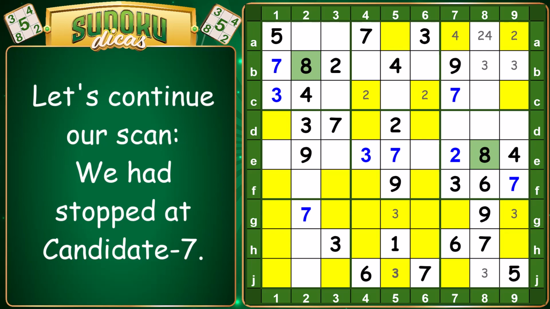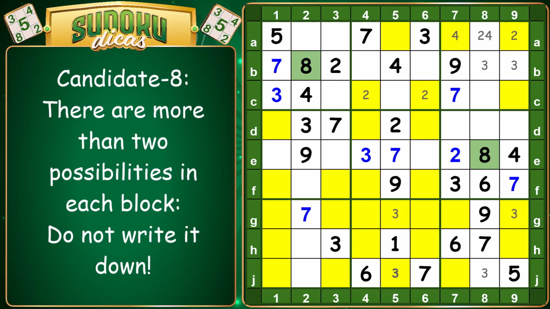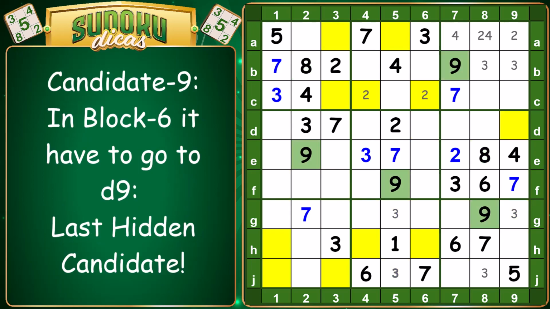Let's continue our scan. We had stopped at candidate 7. Candidate 8. There are more than two possibilities in each block. Do not write it down. Candidate 9. In block 6 it has to go to D9. Last hidden candidate.